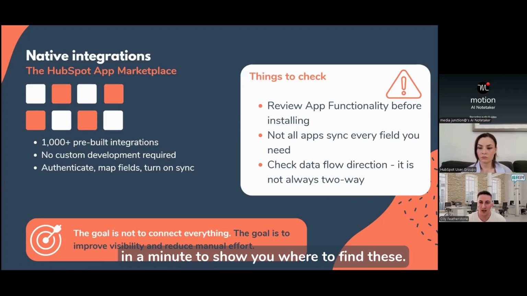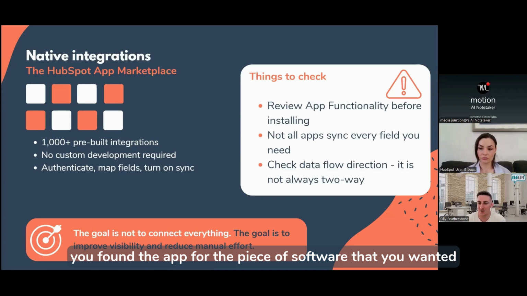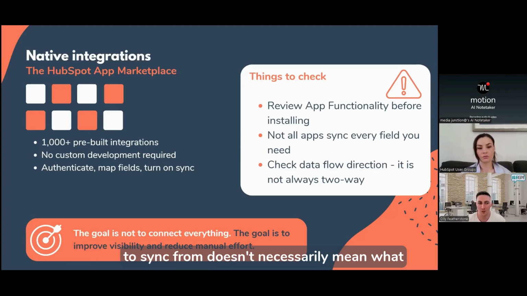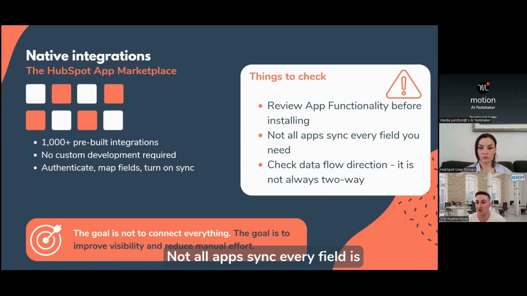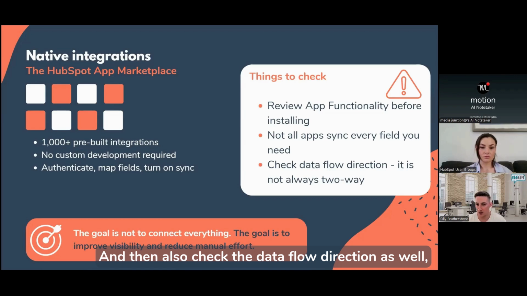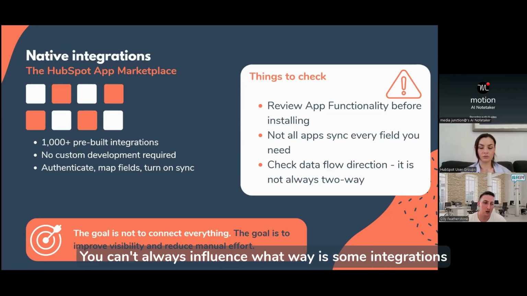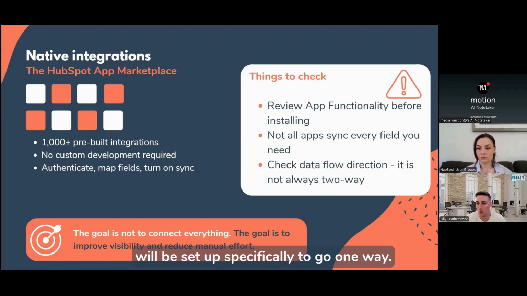Now, some things to check if you do visit the marketplace that are really important, and we'll jump into a screen share in a minute to show you where to find these. Always review the actual functionality of the app before you install it. Just because you've found the app for the piece of software that you wanted to sync from doesn't necessarily mean what you want to sync, in terms of a field or an object, is included in the integration. Not all apps sync every field. Also check the data flow direction, because it's not always two-way. You can't always influence which way it is. Some integrations are set up specifically to go one way, and that's all they can do.